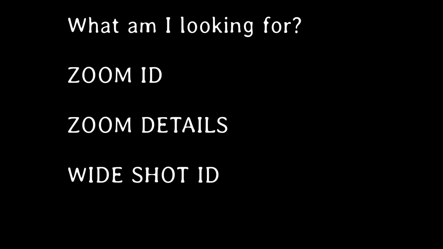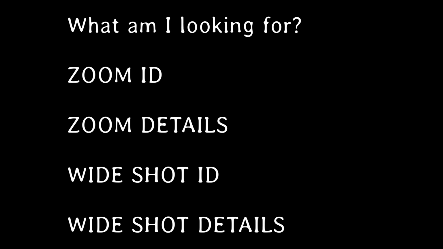So what I'm looking for is the point in the zoom where you can identify what the objects are, zoom details where you can identify the details of the objects, and then the wide shot ID where you can identify the objects via the wide shot, and the wide shot detail where you can clearly see the details of the objects. When viewing the results, you will see certain areas where I identify the points where the zoom ID, details, the wide shot ID, and wide shot details become visible for each of the footage.